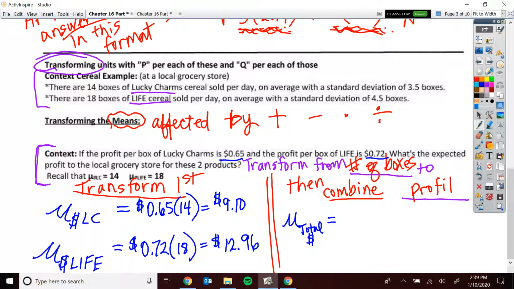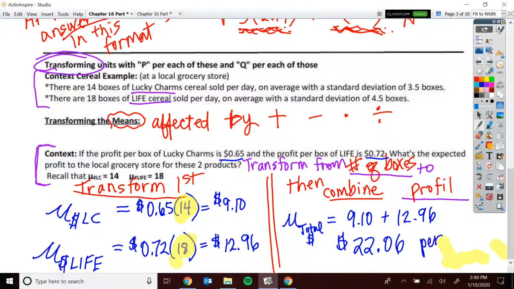Okay, so we put our 65 cents per Lucky Charms box and our 72 cents per Life box. And there's the average money of those. So now I'm going to combine. What did we say about means combining? They add and subtract like normal. So I can just do my 910 plus my 1296. So I know that the grocery store expects to be making 2206 per day on just these two products. That's their profit.